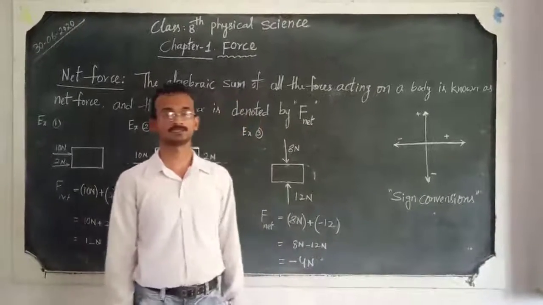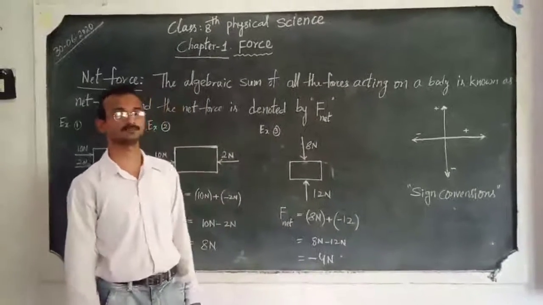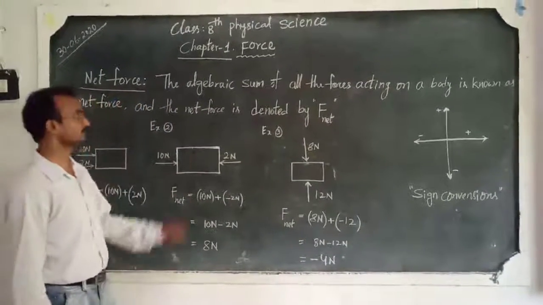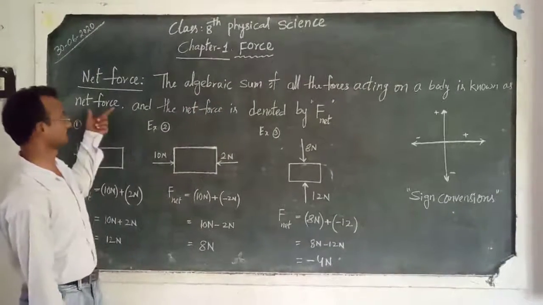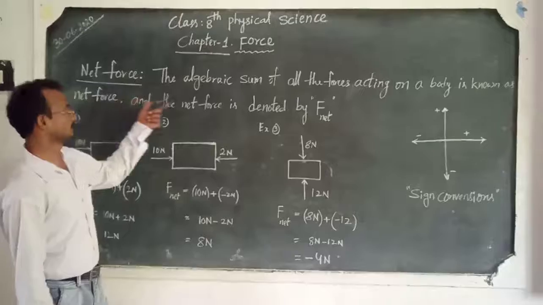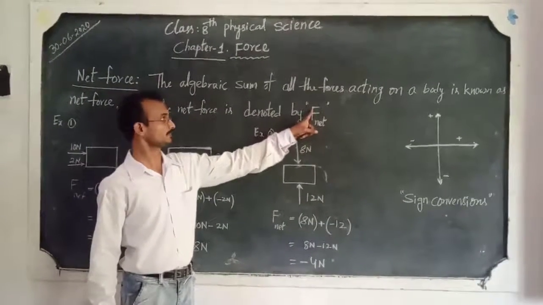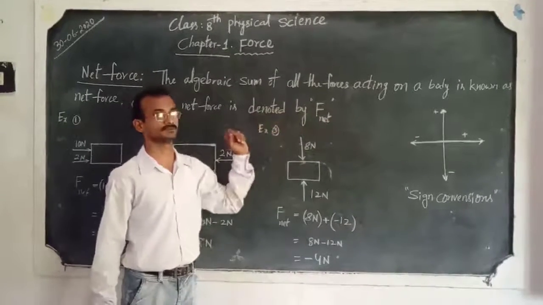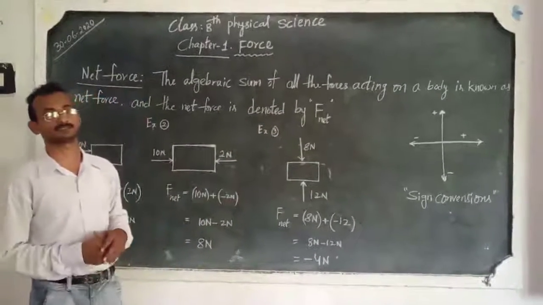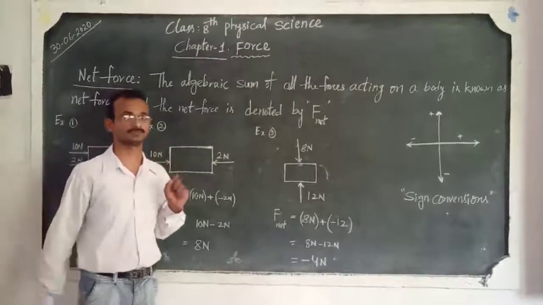Now the next concept is: what is net force? The definition of net force is the algebraic sum of all the forces acting on a body. The net force is denoted by F subscript net, where net means net force. Algebraic sum of all the forces: the sum of all the forces acting on a body is called the net force.